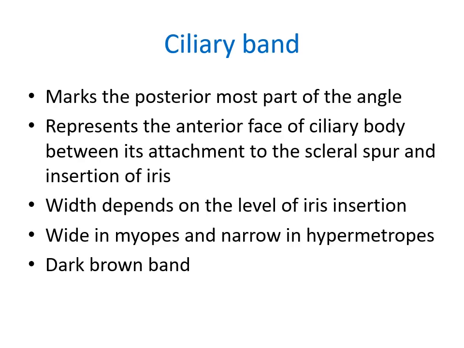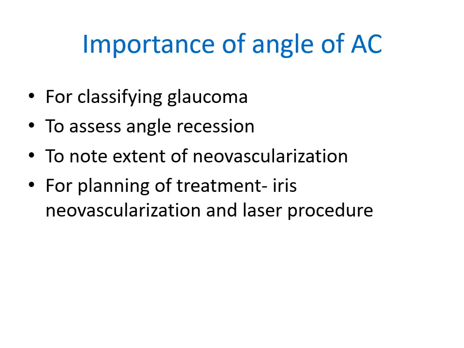Okay. Ciliary body band. As we saw, it is the posterior-most part of the angle. It represents the anterior face of the ciliary body between its attachment to the scleral spur and the insertion of the iris. So the width depends on the level of insertion of the iris. It is wide in myopes and narrow in hypermetropes. It is a dark brown band.